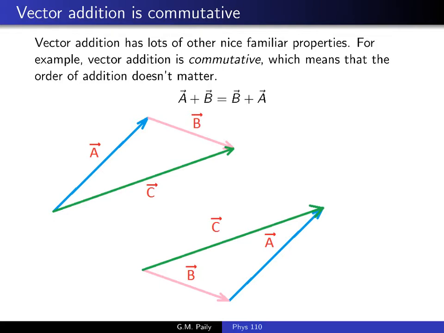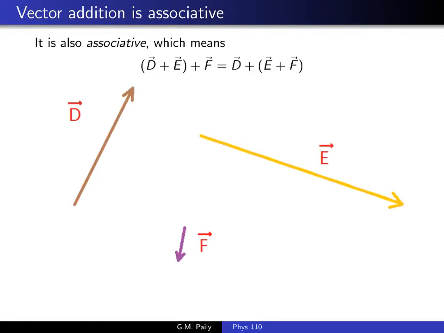Of course, that only is with regard to addition. Subtraction, obviously, a minus b is not the same as b minus a. Vector addition is also associative, which means that if you have more than one vector which you need to add, it doesn't matter whether you do d plus e and then f, or e plus f and then add d. So if these are d, e, and f, again we illustrate the associative nature of vector addition.